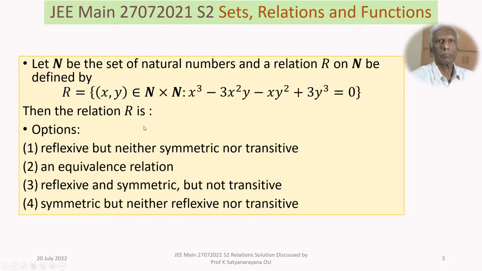So we are given capital N is the set of natural numbers and R is a relation defined on N like this. And then we have to identify whether R is reflexive, symmetric and transitive, and then go to the options. Let's get into the problem. Before getting into the problem, let us recall the following definitions.